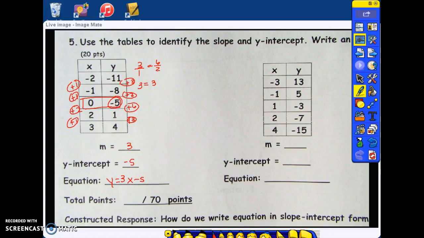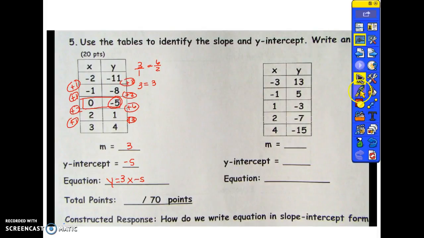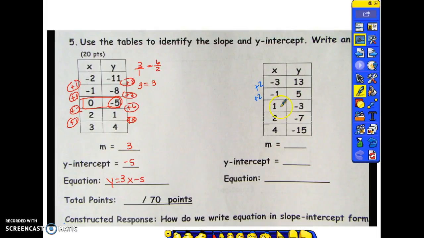For the second one, find the rate of change again. To get from negative 3 to negative 1, I add 2. Negative 1 to a positive 1, I add 2. So we're adding 2. To get from 1 to 2, we add 1. And to get from 2 to 4, we add 2.